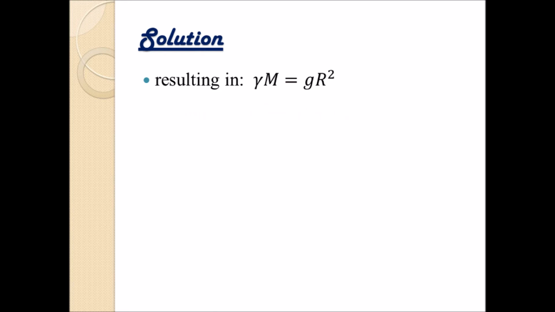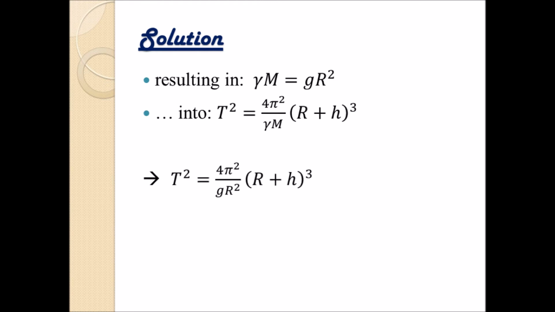And yes, again, the mass m of the satellite cancels out, and hence the product gamma M equals g r squared. So we can put this simply in our equation in order to calculate our time t. And what we get is that t squared equals 4 pi squared divided by g and r squared multiplied with r plus h to the power of 3. Now, of course, we want to calculate t, so t equals 2 pi multiplied with the square root of r plus h cubed divided by g and divided by r squared.